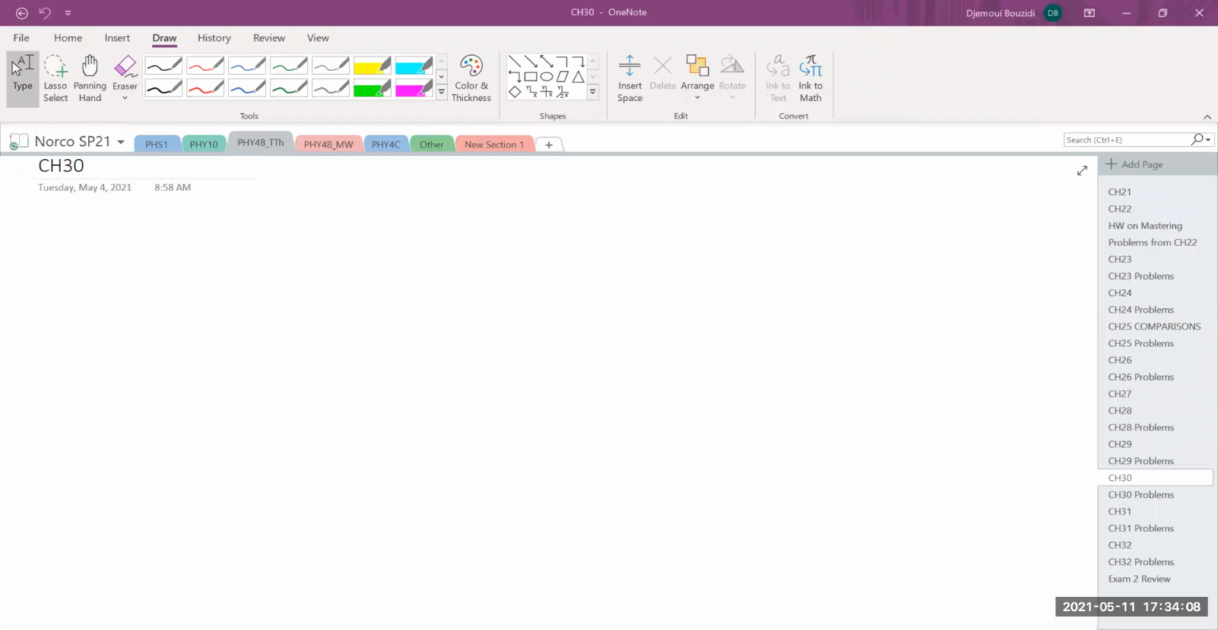So basically, are you guys looking at what it says in here, chapter 30? Yeah, that's visible. I can see it too.